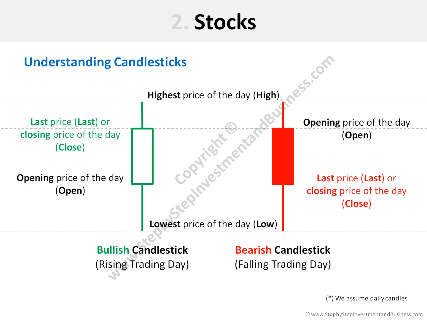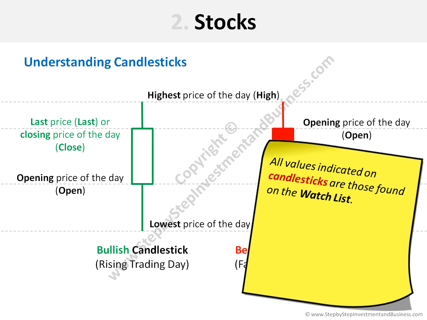Therefore, when we look at a candlestick, we can get the low, the high, the open, and the close, and this is very useful information for stock trading. That is why candlesticks are always used to represent the stock prices in the different charts. Of course, all values indicated on candlesticks are those found on the watch list.